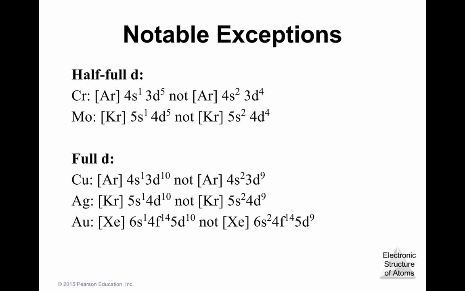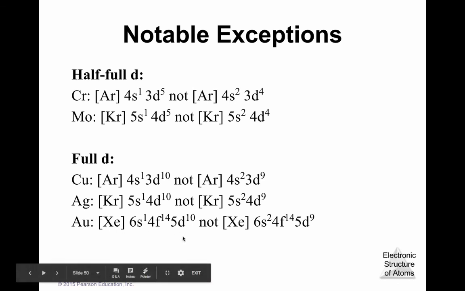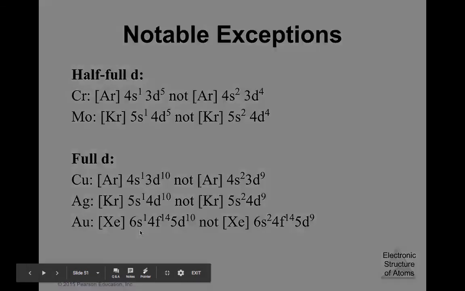So make sure you jot these down, maybe next to the periodic table at the bottom of your notes. When you see these elements, you're going to want to recognize them as being exceptions to your standard electron configuration. And again, that's because having a half-full D or a full D imparts some stability to these atoms that they wouldn't see if they had filled up the S completely.